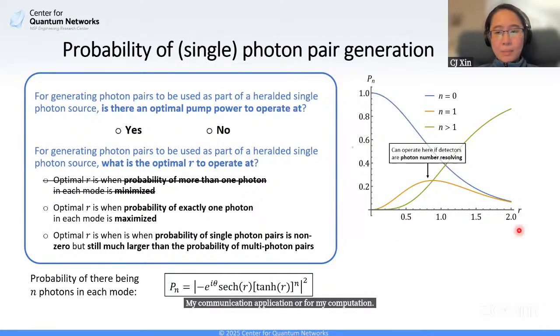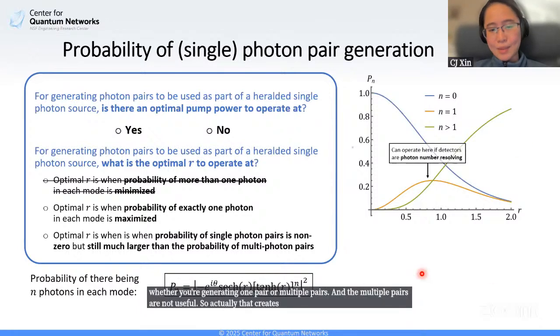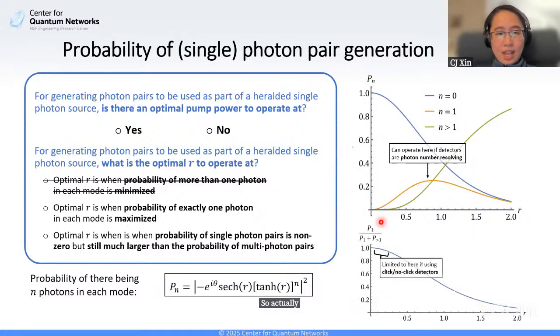However, if your detectors are not photon number resolving, you have one click, regardless of whether you're generating one pair or multiple pairs. And the multiple pairs are not useful. So that actually creates a lot of noise, where you're maybe doing an operation on a resource state that is not actually the state that you want.